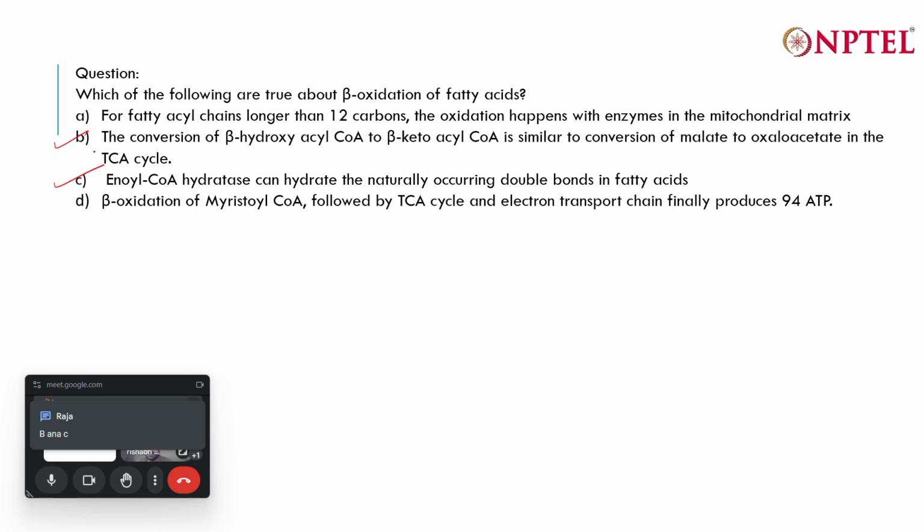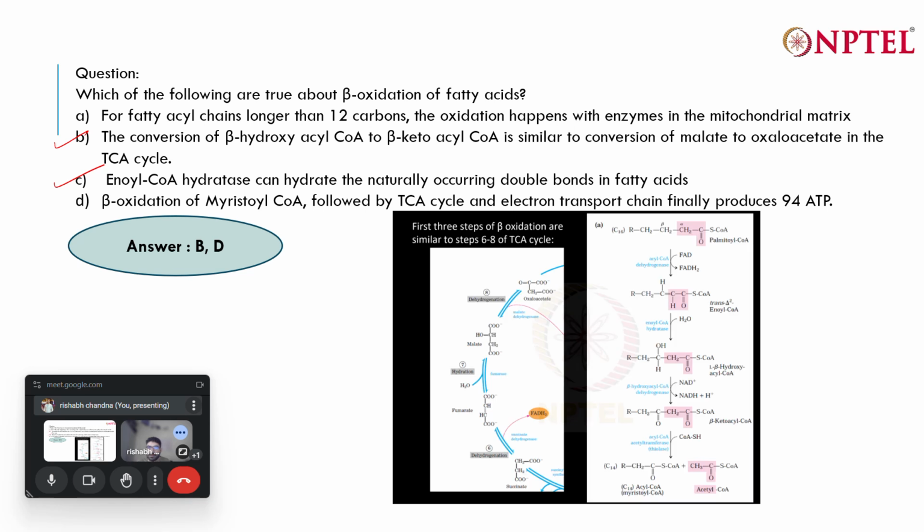B and C. Okay, let's see. So the correct answer is B and D. For fatty acyl chains longer than 12 carbons, the oxidation happens with enzymes in the mitochondrial matrix. No. For any fatty acyl chains, the oxidation obviously happens in the mitochondrial matrix. Okay, so this is false.